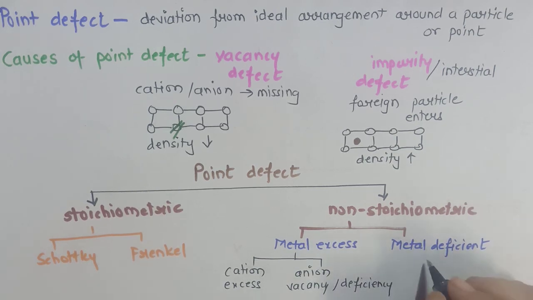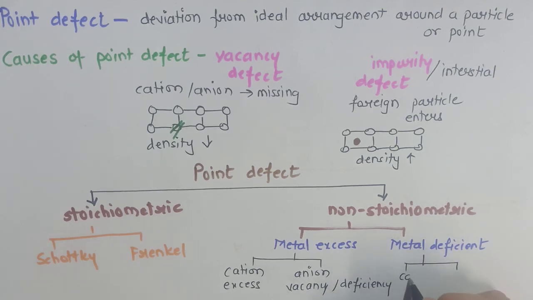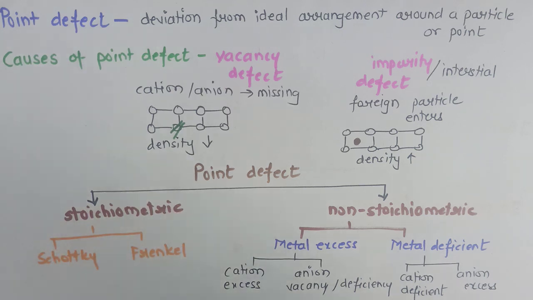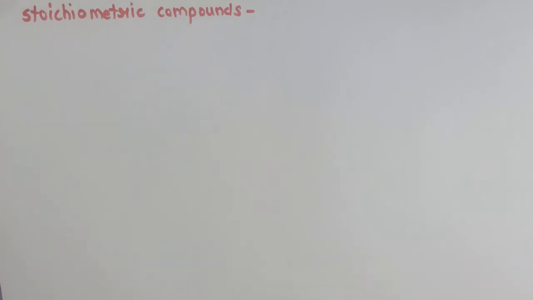Whereas metal deficient means the cation will be deficient, or we can say anion is in excess. So we have to study all these types in detail with particular examples. So we are going to begin with stoichiometric compounds. So let us discuss stoichiometric compounds.